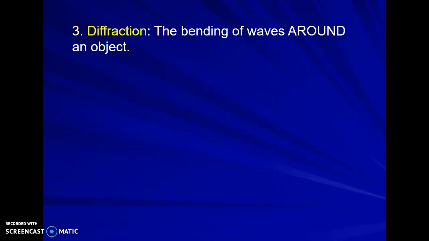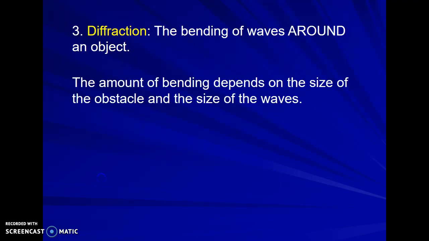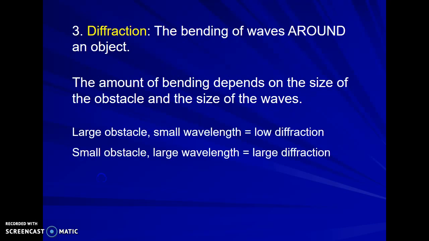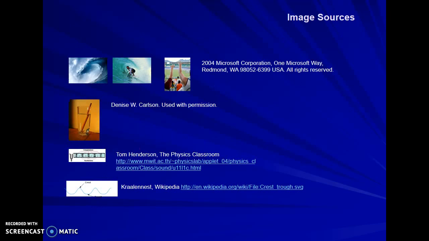Then we also have diffraction, which is the bending of waves around an object. The amount of bending depends on the size of the obstacle and the size of the waves. Large obstacle, small wavelength equals low diffraction. A small obstacle with a large wavelength usually equals a large diffraction. And that is it for the introduction to the wave unit.